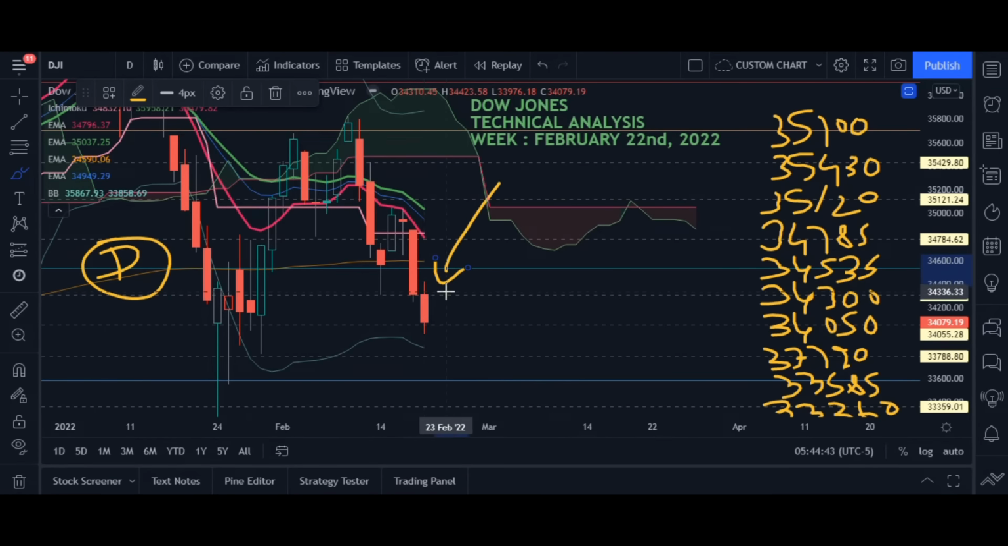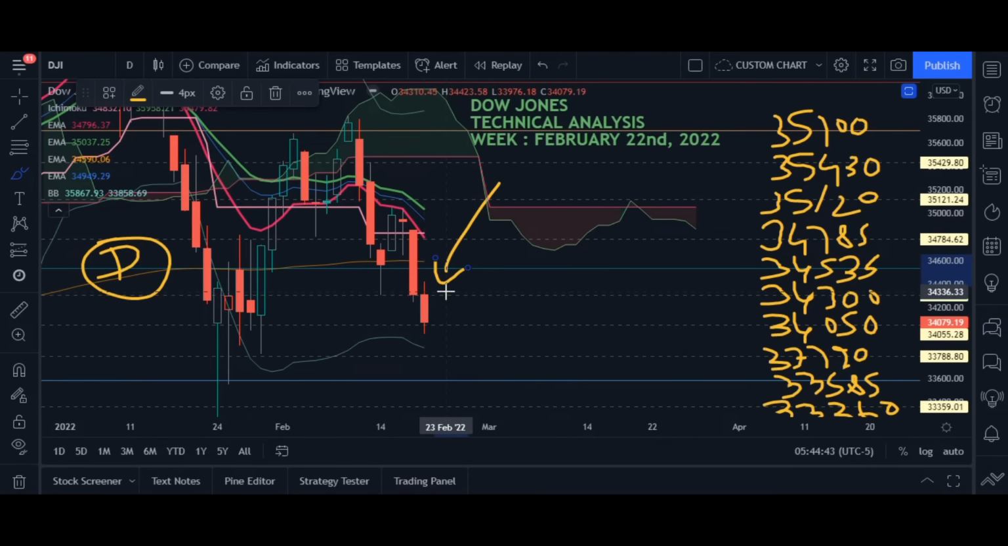So we have MACD. If you look into MACD, MACD is clearly bearish. MACD is negative 240 and the signal is negative 172. So the directional MACD is clearly bearish and the divergence is not that much, which means the market still has potential to come down.